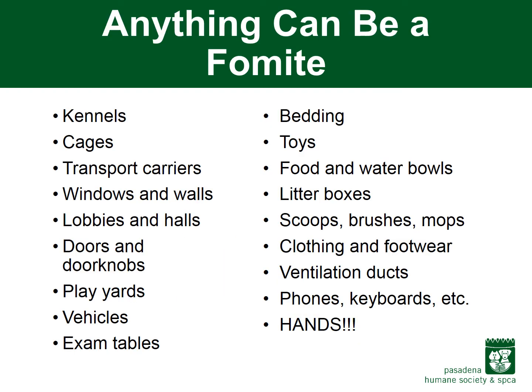Again, anything can be a fomite. Kennels, cages, transport carriers, windows and walls, lobbies and halls, doors and doorknobs, play yards, vehicles, exam tables, bedding, toys, food and water bowls, litter boxes, scoops, brushes, mops, clothing and footwear, ventilation ducts, phones, keyboards, etc., and hands. Your hands are one of the biggest fomites because, like I talked about in a previous slide, going from kennel to kennel can transmit diseases if you're not washing your hands in between or wearing gloves.